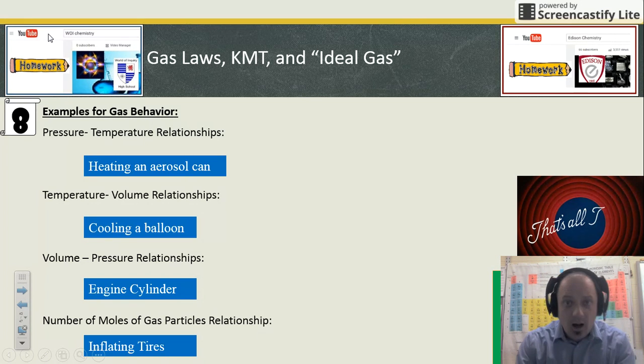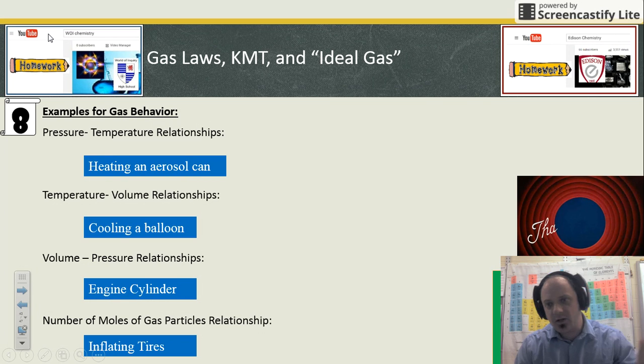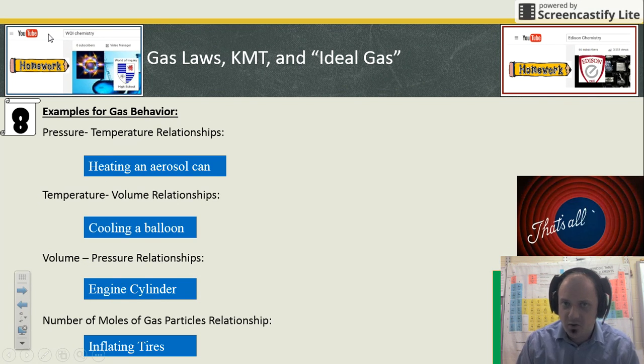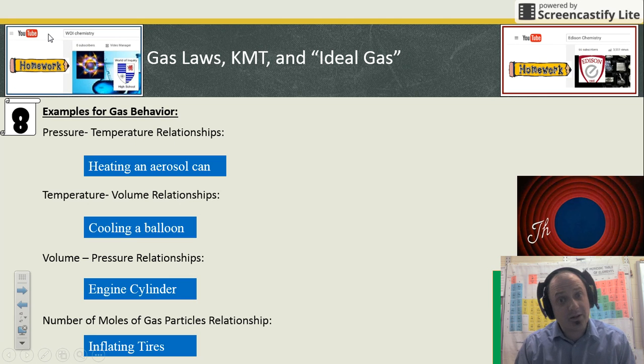That's it. In the next lesson, I'm going to talk to you about the combined gas law. So taking all these general relationships and putting them into the equation that we actually have to use when we're doing calculations related to gases.